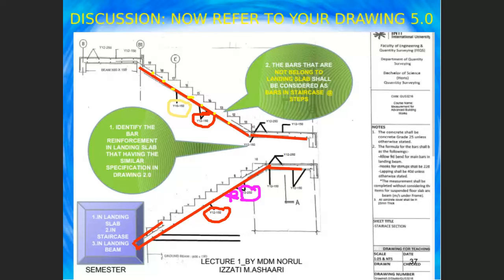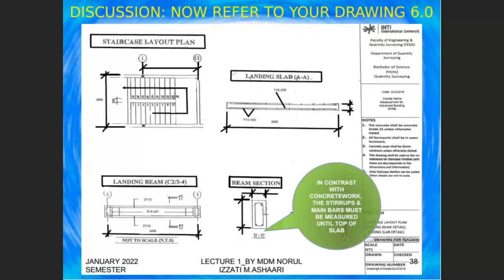Okay, now I would like to go to drawing number 2 in this staircase. If you look at drawing number 2, can you see the detail of the landing slab? Can everyone open your drawing? Look at the detail of the landing slab. Drawing number 2 refers to the landing slab. Can you use your highlighter to highlight which one is Y12 150 and which one is Y12 250? Okay, I stop here for a while.